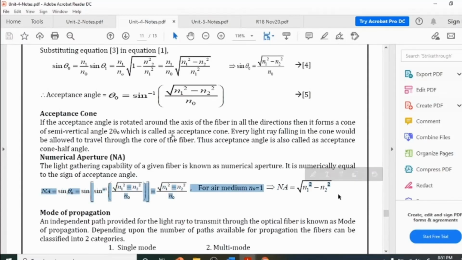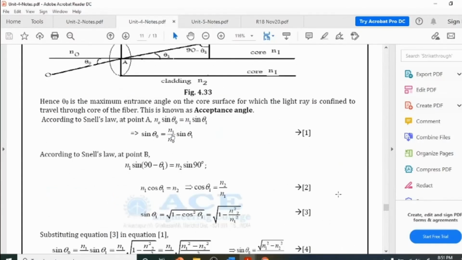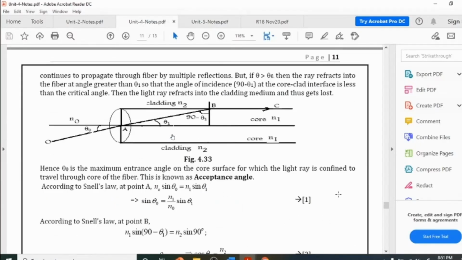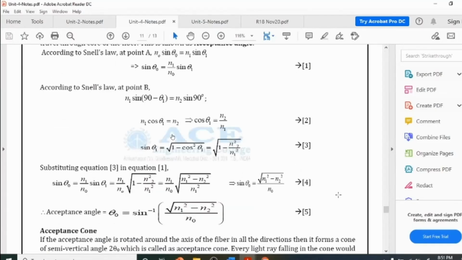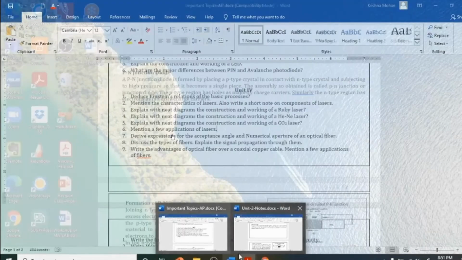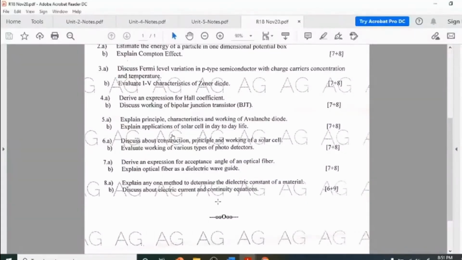If you are asked to derive an expression for numerical aperture, this is what you need to do. And remember, this is quite easy. Go for this kind of questions. Let us see what he has asked here in our last exam. He has asked us about the acceptance angle and then dielectric as a waveguide.